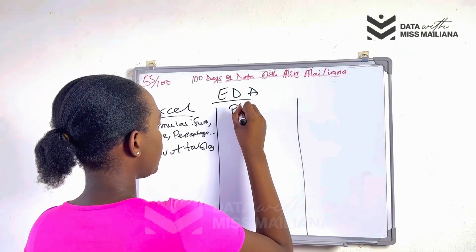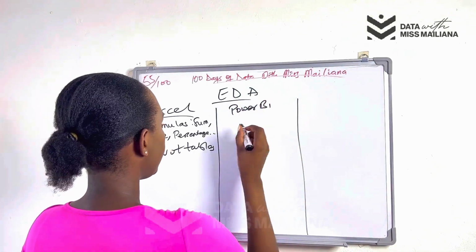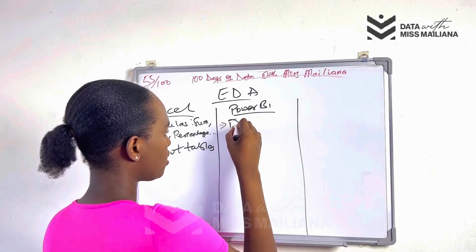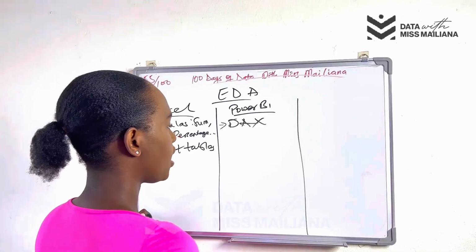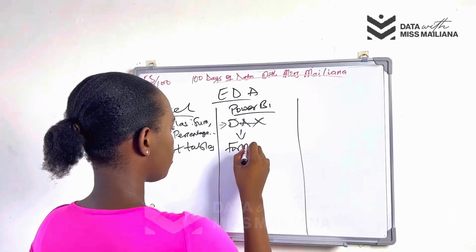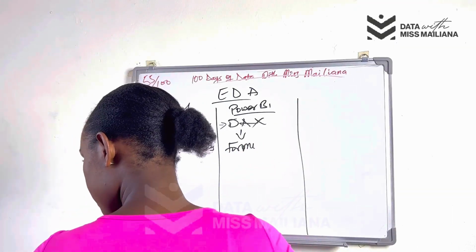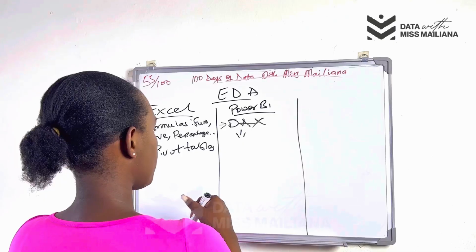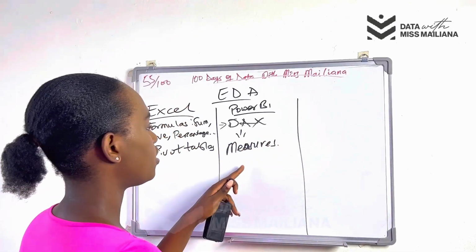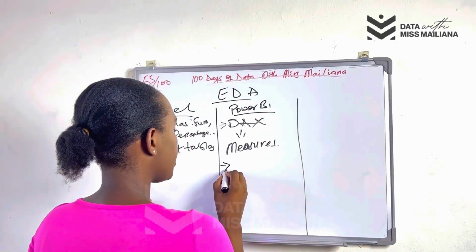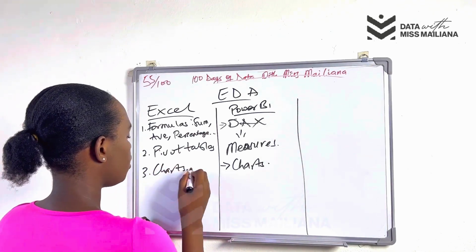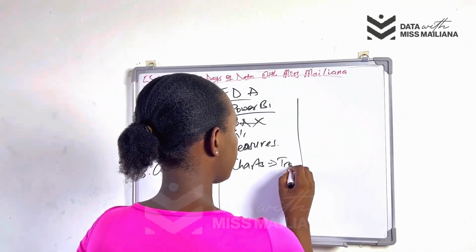When we take Power BI, we also have the formulas, but it's called what? The DAX. Under the DAX, you have your formulas, or you have your measures. Let's use the right words, okay? We have the measures, and measures as well will help you do this. Then now you can use your charts. You can use your charts, and it will help you find the trends as well.